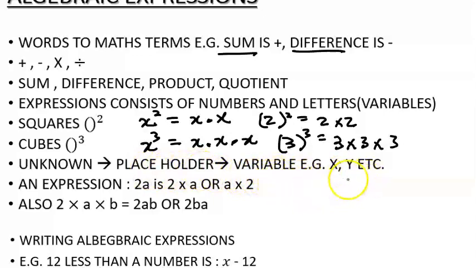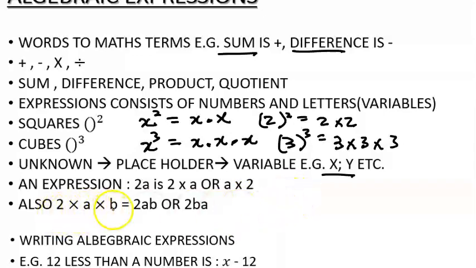Like for example, we normally will use the letters X or Y or A or B. What is an expression? An expression, 2A is 2 times A or A times 2. Now the order doesn't matter. However, we will now follow the alphabet, or basically alphabetical order. So we want to go A, B, C, D, E, F, G and so on.